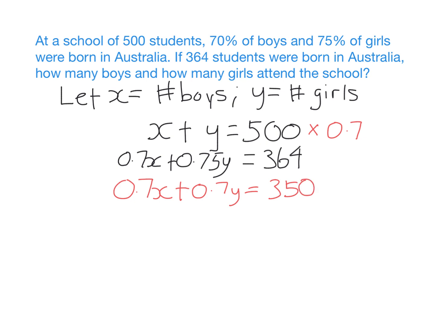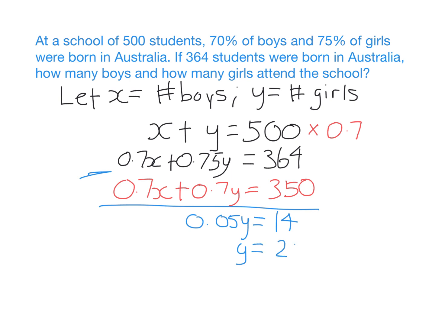Okay, so now we have x with the same coefficient in both equations. It has the same sign. I can eliminate x by subtracting. So 0.7x minus 0.7x is 0. That's why we did it, to get rid of the x's. I then have 0.05y equals 14. So y is just 14 divided by 0.05, which is 280. And if x plus y equals 500, then x is obviously 220.